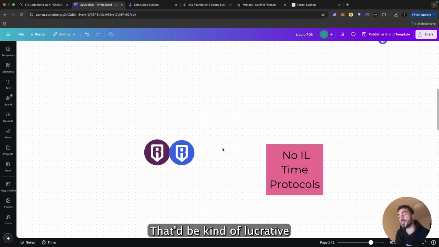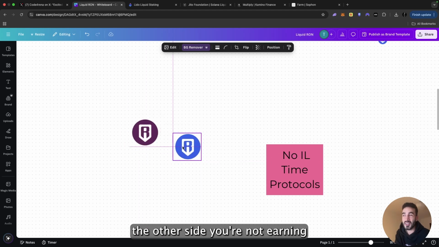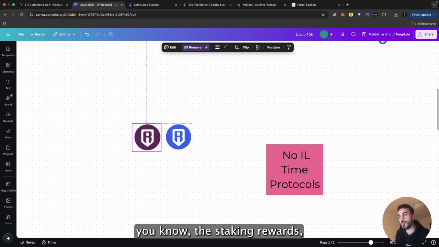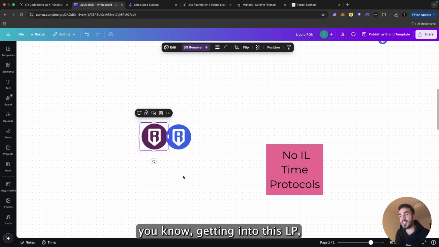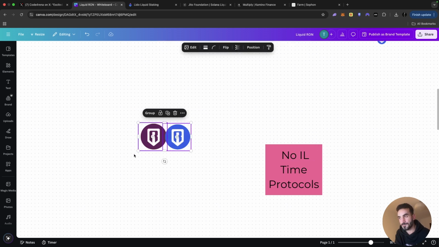And it will be a pair that'd be kind of lucrative because on one side, you're earning staking rewards. The other side, you're not earning staking rewards, but you are earning trading fees. So if the trading fees are higher than the staking rewards, it might be worth getting into this LP, especially since there is no impermanent loss, or virtually no impermanent loss, in this LP.